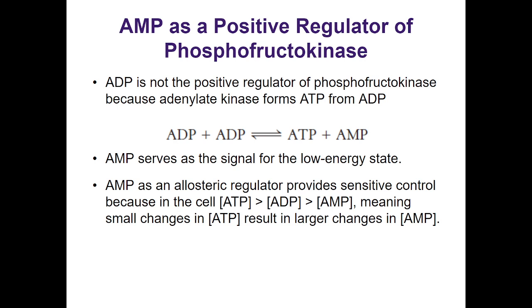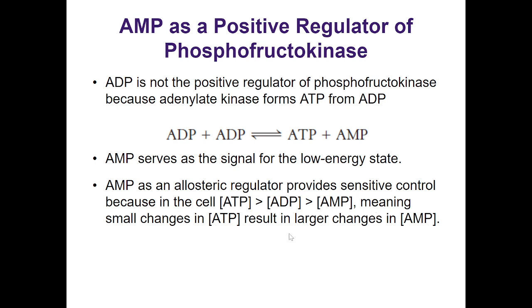No, you get the most energy, but it's not energetically the most efficient, right? Yeah, you only get 50% of that extra phosphate. So the AMP is going to be the one that serves as that signal for your low energy state. The AMP is going to be an allosteric regulator.